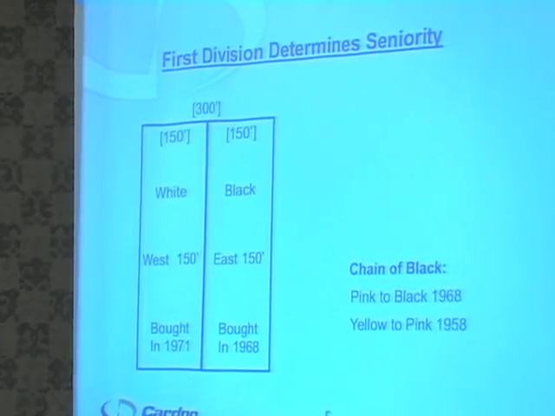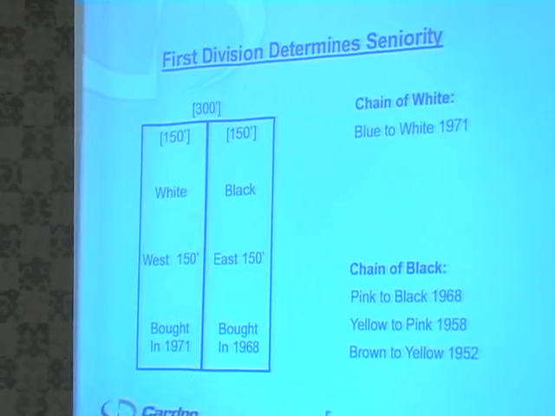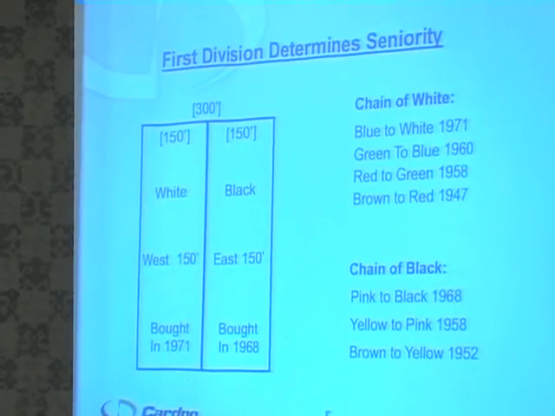Okay, so pink bought from yellow in '58, yellow bought from brown in '52. Now we're looking at the chain of title of white. Blue to white in '71, green to blue in '60, red to green in '58, brown to red in '47. Now we know which one is senior.